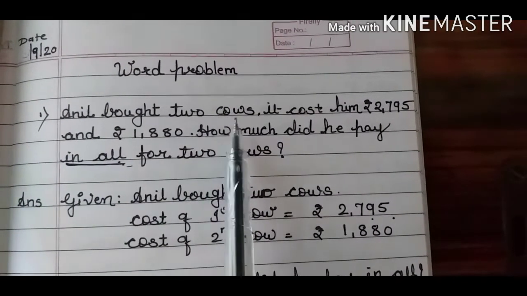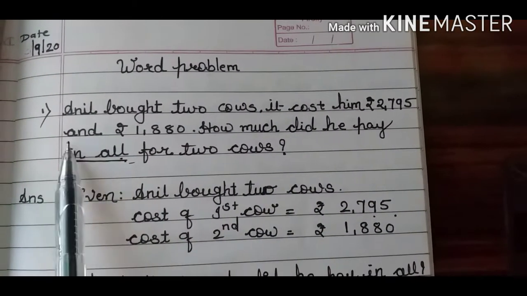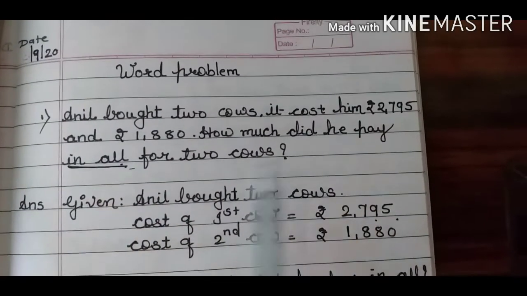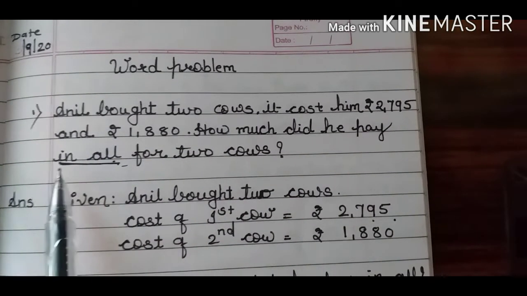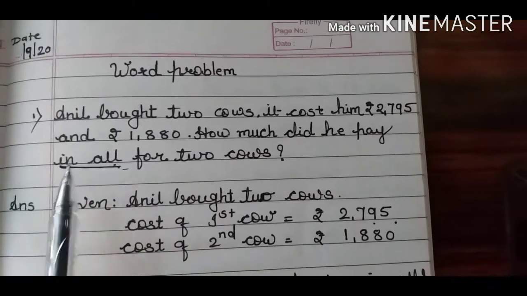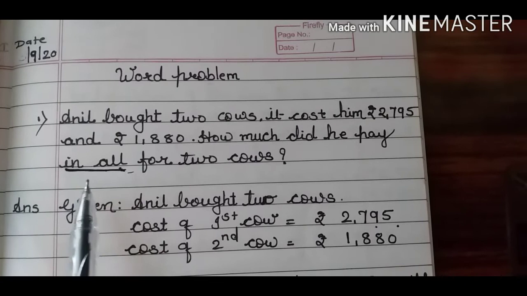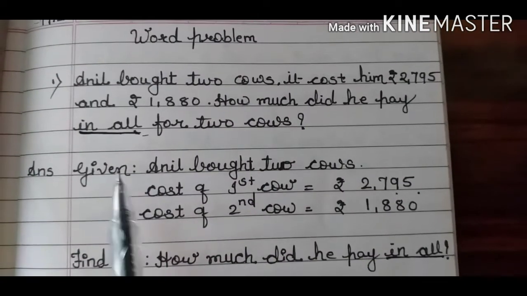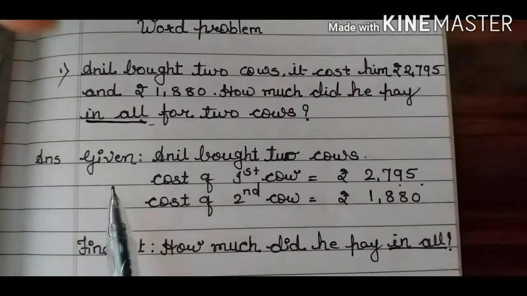Anil bought 2 cows. It cost him rupees 2,795 and rupees 1,880. How much did he pay in all for 2 cows? Now you can see in this example, the words "in all" are there. So this is a keyword, and you have to underline this word, because from this keyword we know what we have to do in this example. Now while solving word problems, you have to do 4 steps.